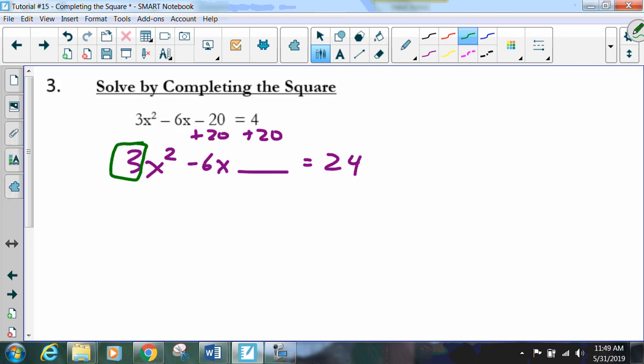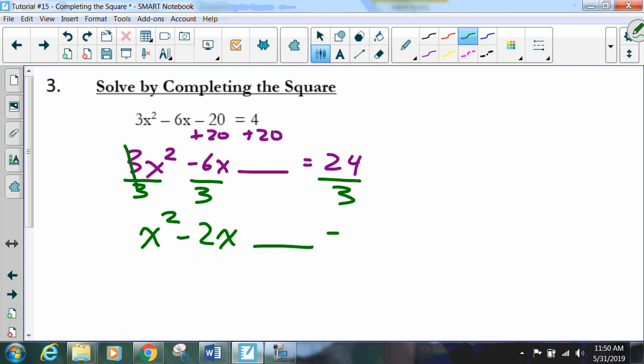So what we're going to do is divide every term by 3. Don't worry about our block there or our spot there. We'll come back to that. So we end up with x squared minus 2x, and we got our line there equals 8. Can we complete the square now?